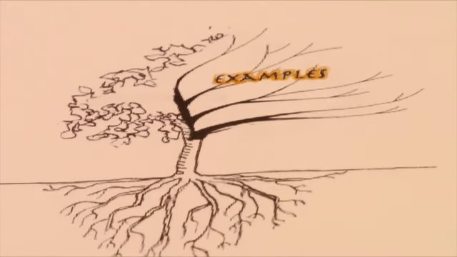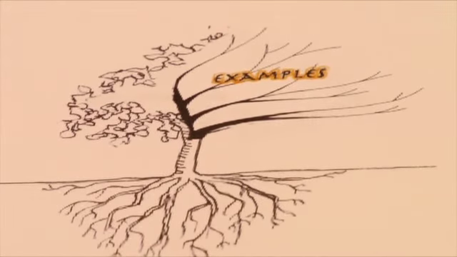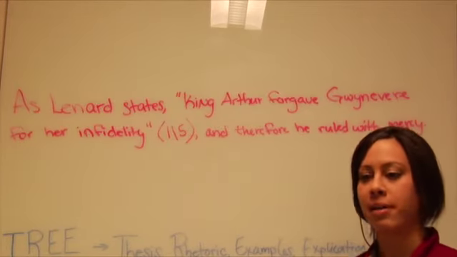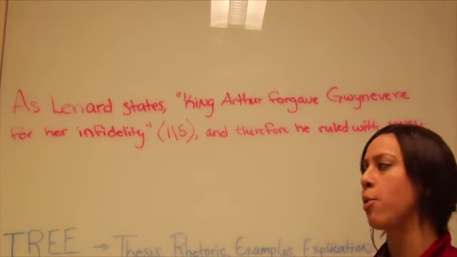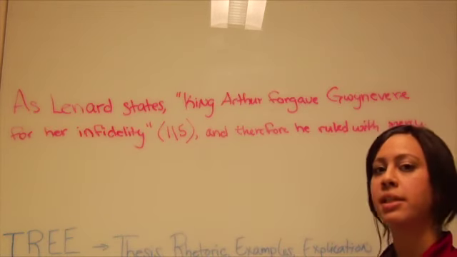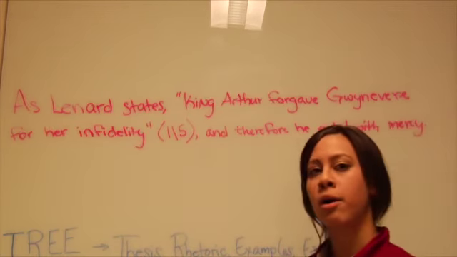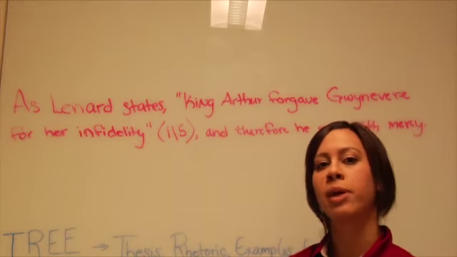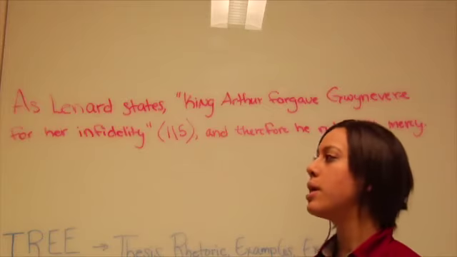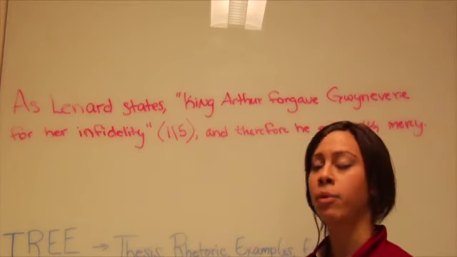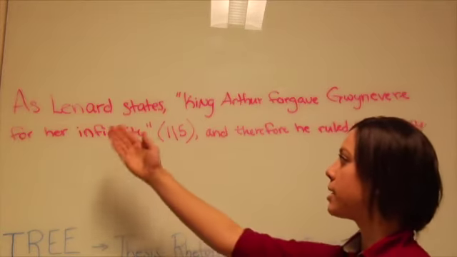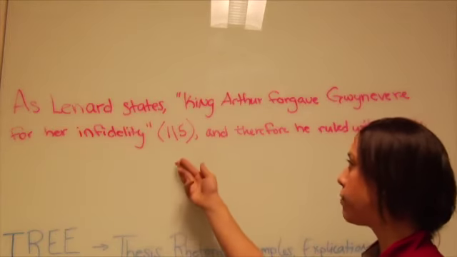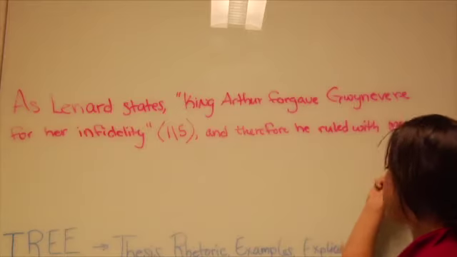A tree always has branches in the same way an essay always includes examples. Let's talk about different examples you may encounter in a 5-paragraph essay. The first example we're going to go over is an example with quotations. So, for instance, let's go back to our earlier argument about King Arthur being an effective leader. Our first point was that King Arthur ruled with mercy. So now we're going to back up our claim with a couple examples. So, as Leonard states, King Arthur forgave Guinevere for her infidelity, page 115, and therefore he ruled with mercy.